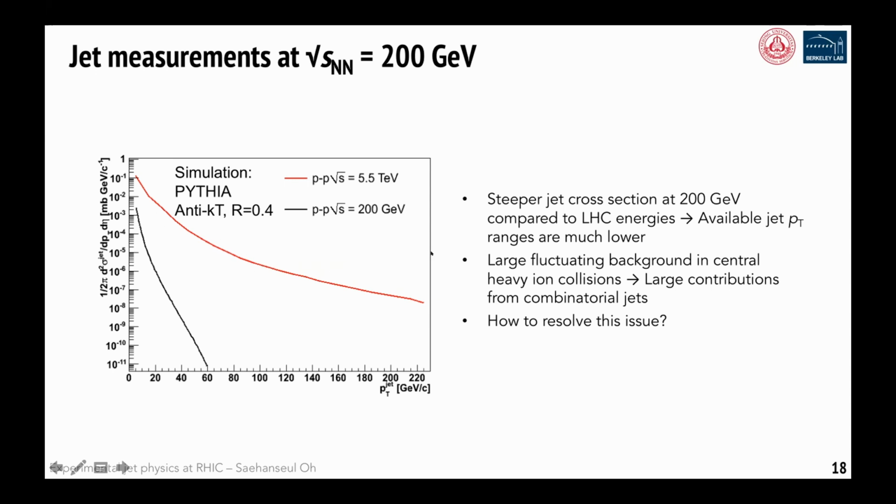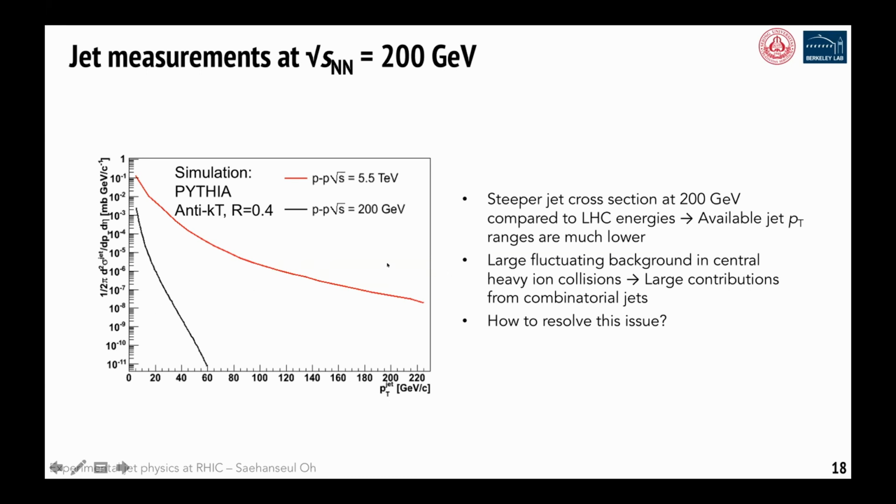So when we think of the jets at the LHC, the lowest pT starts from almost 100 GeV, and their jet pT ranges go from 100 GeV up to 1 TeV. But at RHIC, we can't measure anything at 100 GeV. The jet pT ranges are from, let's say, 15 to 50 GeV, so much lower pT ranges.